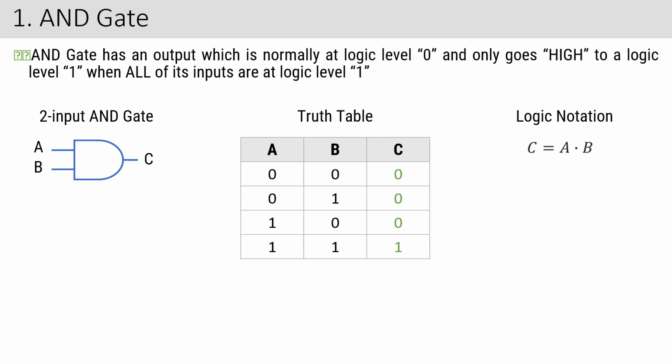That means if I give 1 to A, 1 to B, then 1 1 will give you 1. So this is the truth table for an AND gate.